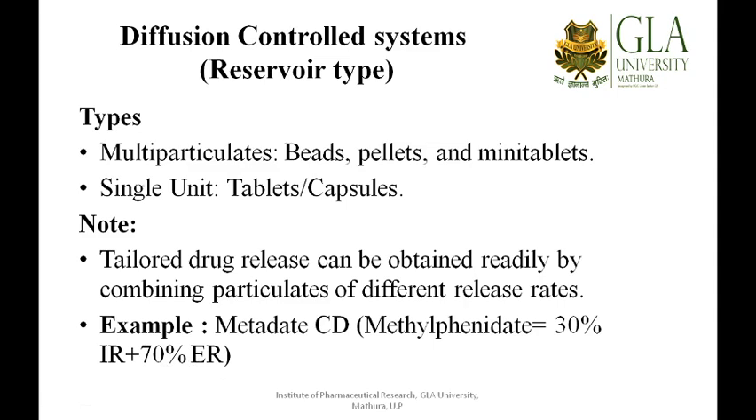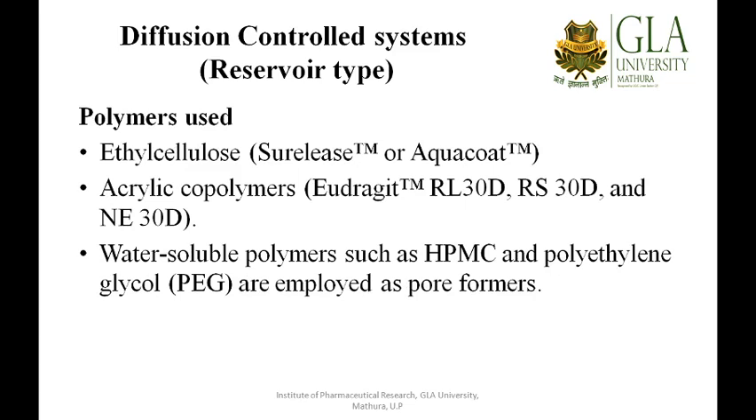So coming towards the polymers that we are using to design these systems, the reservoir types, the polymeric membrane can be of ethyl cellulose, and these are some commercial names of ethyl cellulose, Surelease, Aquacoat, as well as there are some acrylic polymers like Eudragit RL30D, RS30D, NE30D. So based on our requirement we can choose any sort of polymer, and water soluble polymers such as HPMC and polyethylene glycols can also be employed as pore formers.